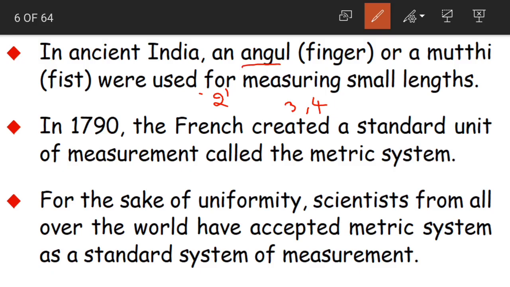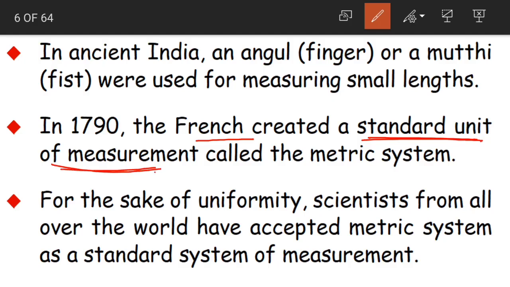Now, when we were using these ancient techniques, the measurement was not standard measurement. It was not uniform. That means it was not the same everywhere. Yes, for one person it was 2 fingers and for the other it was 3 or 4 fingers. So to eliminate this, the French people created a standard unit of measurement.